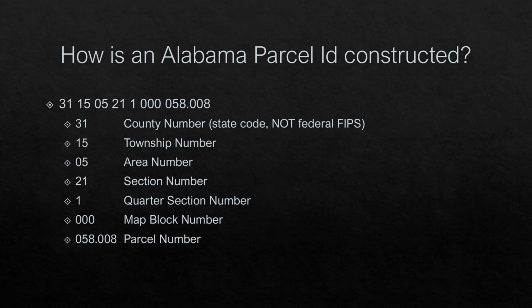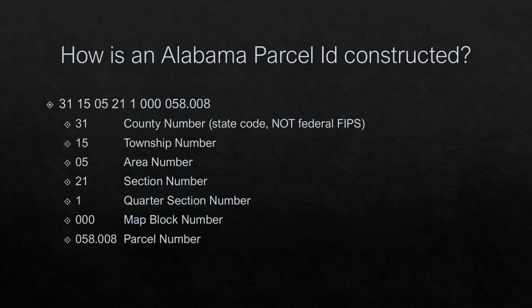This is a number that's formatted with all the segments and all the pieces. Right from the top, we have the number 31 as the county number. This number 31 represents Etowah, but this is a state-issued county code. It is not the federal FIPS code, so don't try to use the federal FIPS code here. You want to use the state code, which is 31.